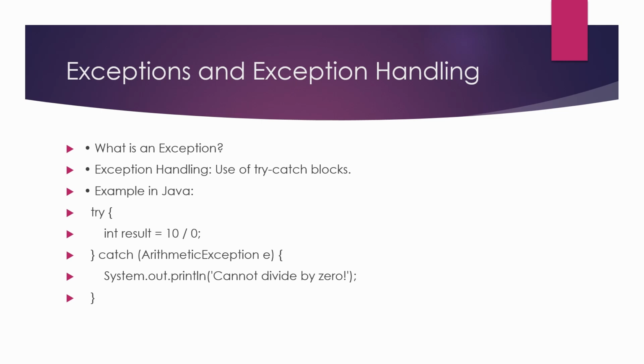Exceptions are used to handle runtime errors in a more structured way. When an error occurs, an exception is thrown and the program can catch it and respond appropriately. In Java, for example, we would use a try-catch block to catch exceptions. The try block contains the code that may cause an exception, and the catch block handles it. This ensures that your program continues running smoothly even if an error occurs.